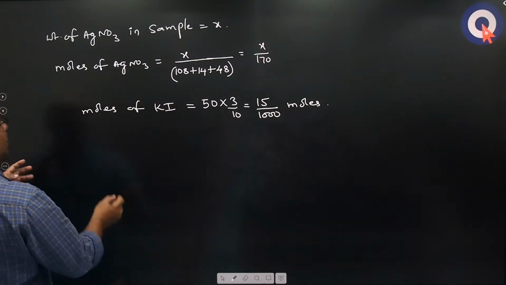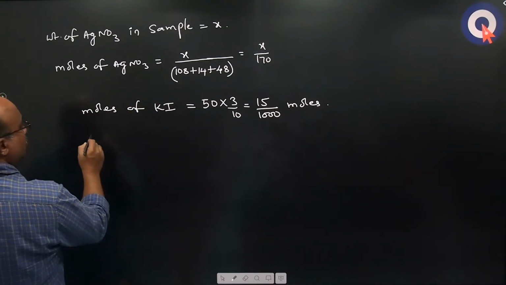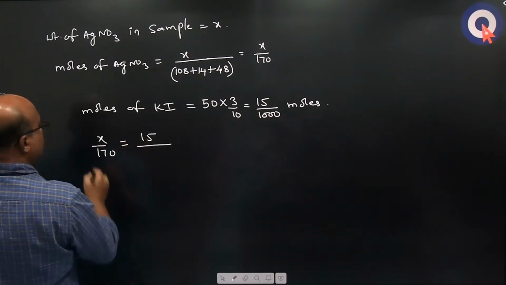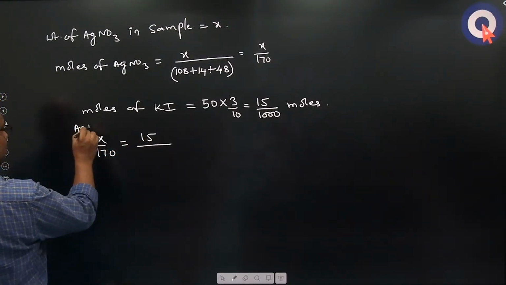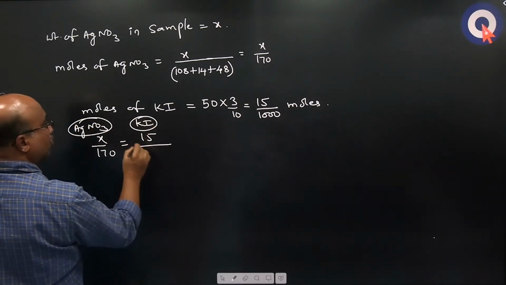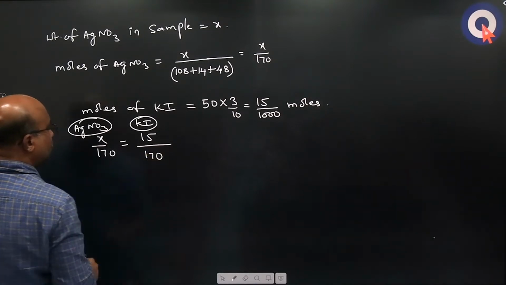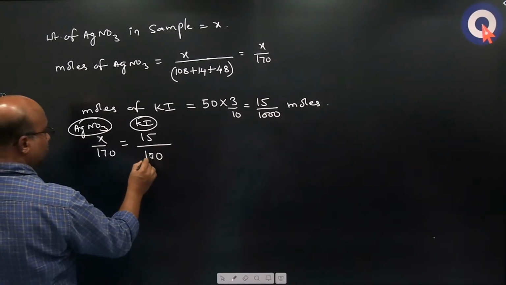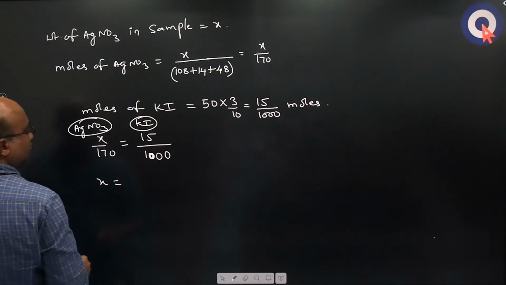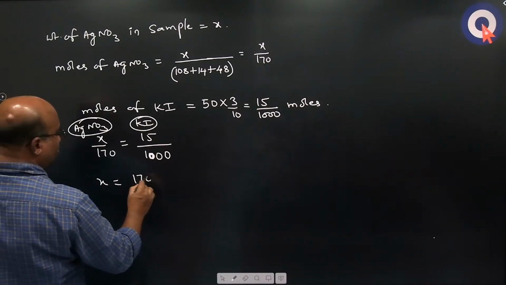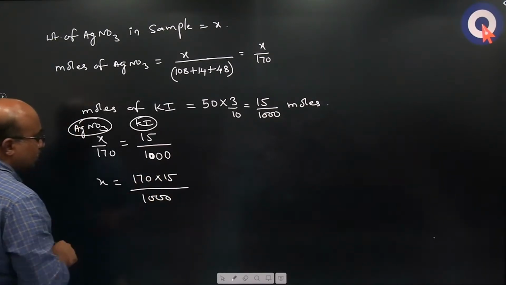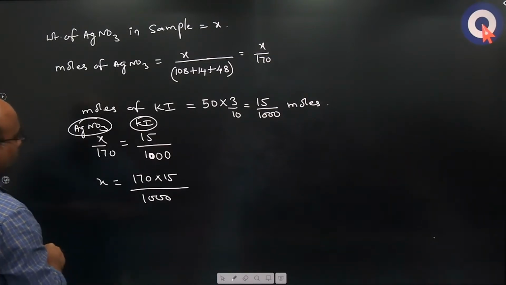But silver nitrate and KI react in 1:1. So x by 170 is equal to 15 by 1000, that is, moles of silver nitrate should be equal to moles of KI. So what is x? It is 170 into 15 by 1000. So this comes around more than 1, I think.